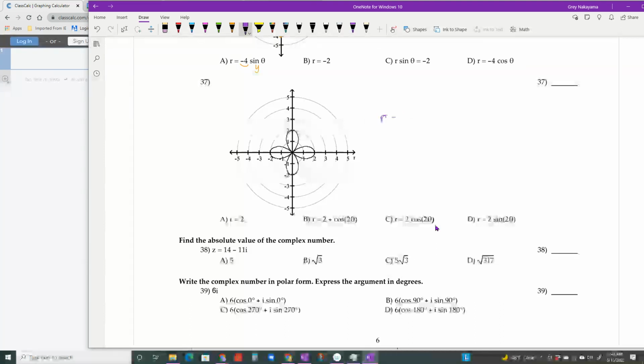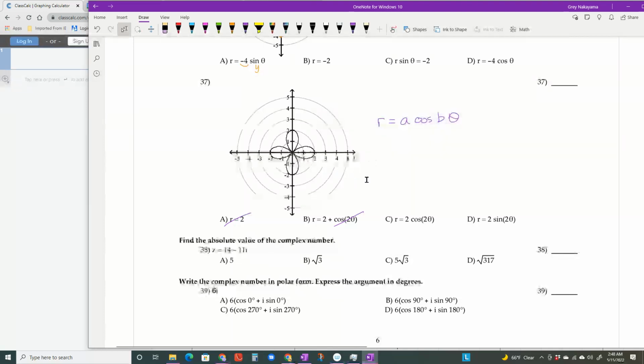R equals a, and it could be cosine or sine, cosine of b theta. Okay, which knocks that out, and so it's one of these two. It's either cosine or sine. Okay, 2 is the petal length.